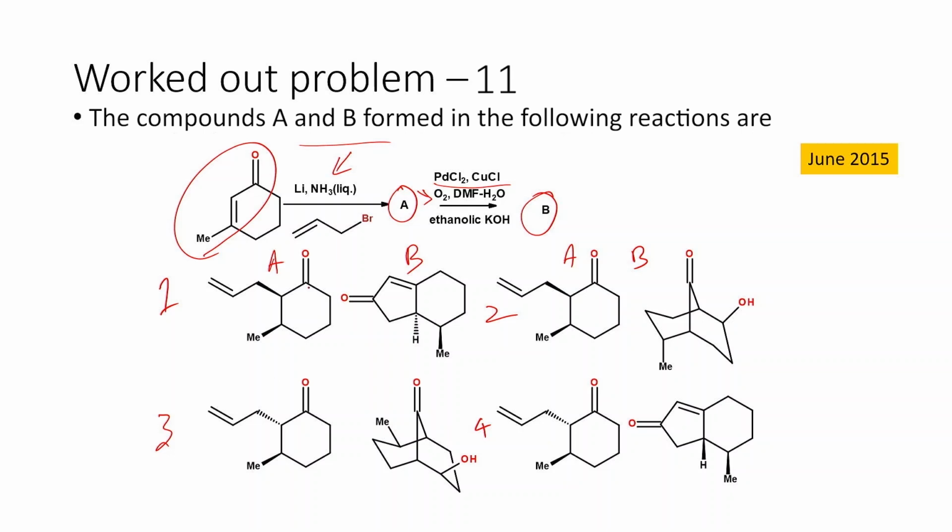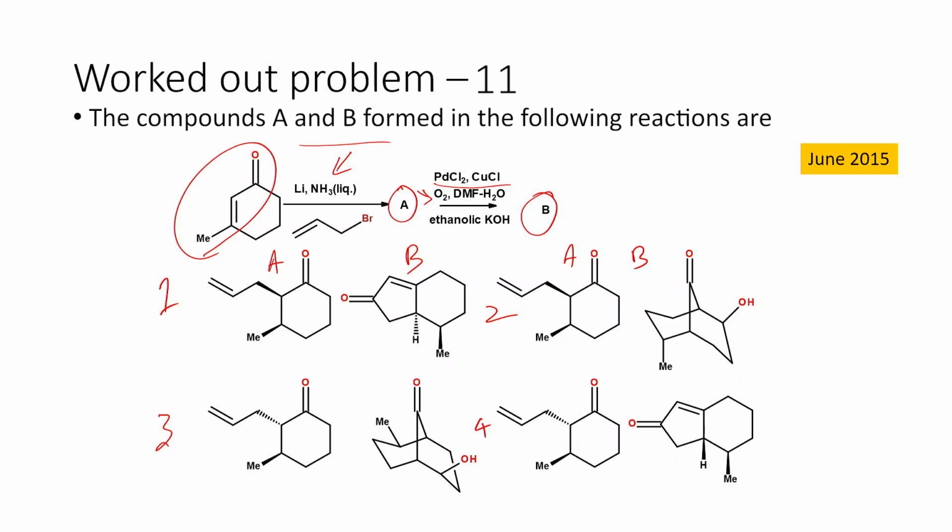So the only difference is the stereochemistry, but all of them have the allyl group in it. So that means all 4 possibilities are possible. So here we cannot rule out anything unless we actually look at how the whole addition takes place. We may not be looking at the stereochemistry in the beginning itself.